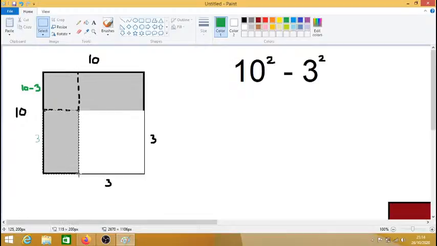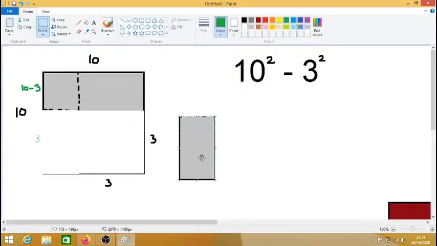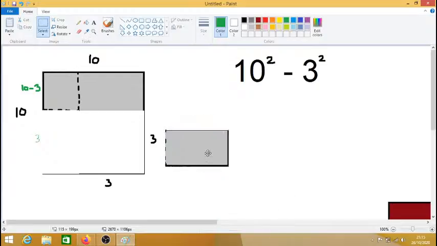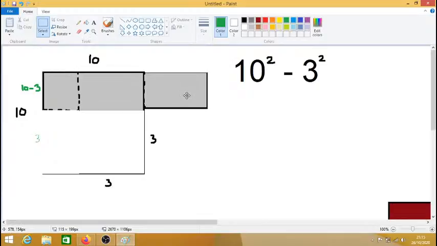So let's try this. And take it away and rotate it, and then place it up against here, and just going to cheat a little bit. If I'd done it accurately, you'd see that it's a perfect fit. Okay, great. So now, how does that help?